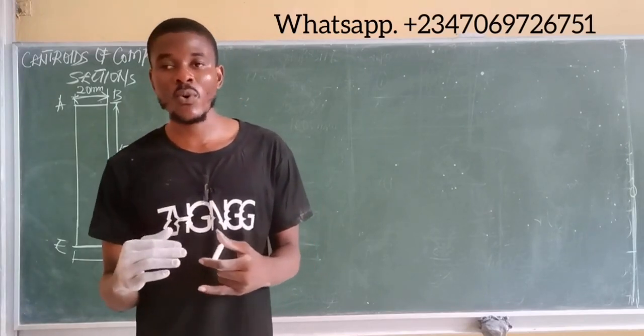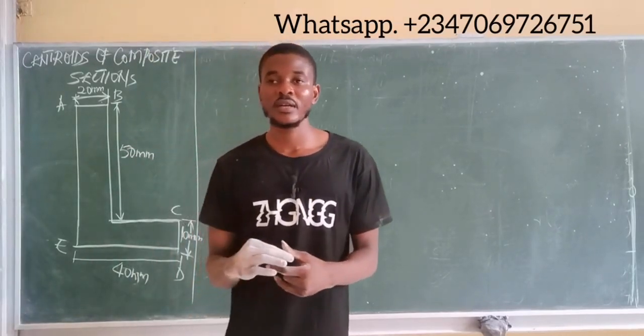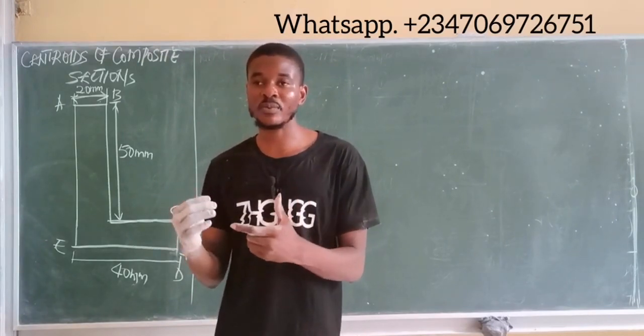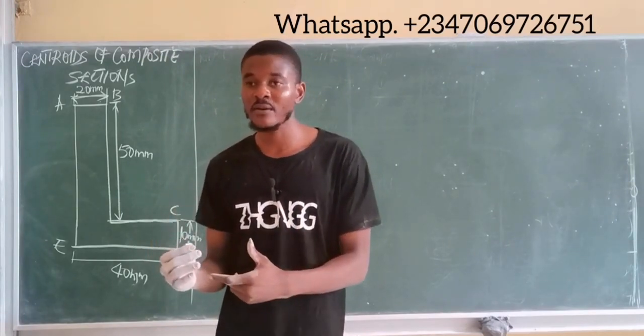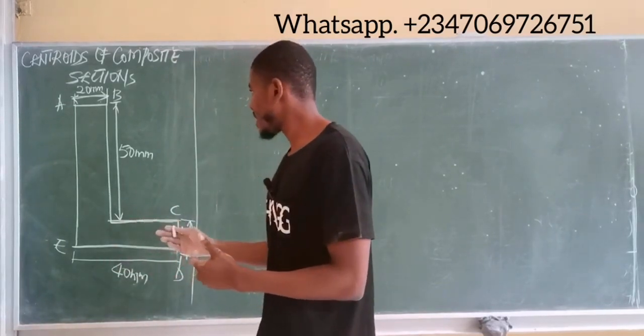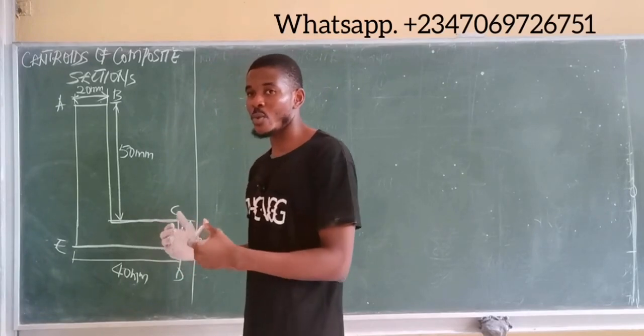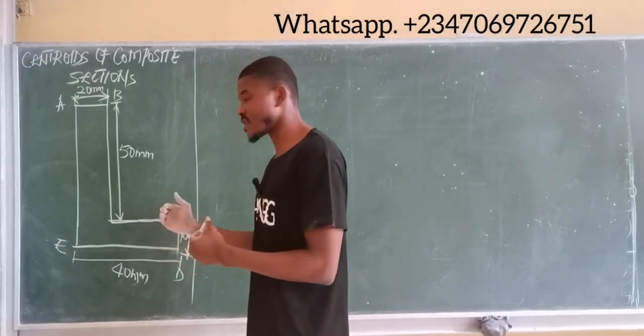Okay, first of all, what is a composite section? A composite section is simply a section that involves more than one shape combined together. For instance, I can see on the board, I have what is simply an L shape. So this is actually a composite section because we have more than one shape.